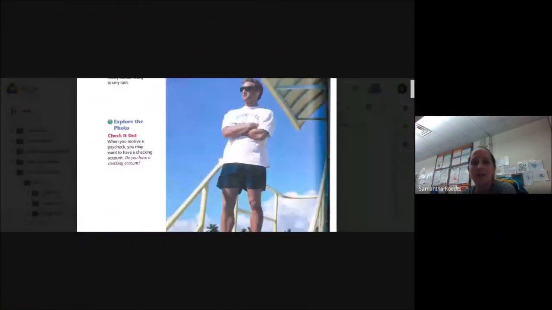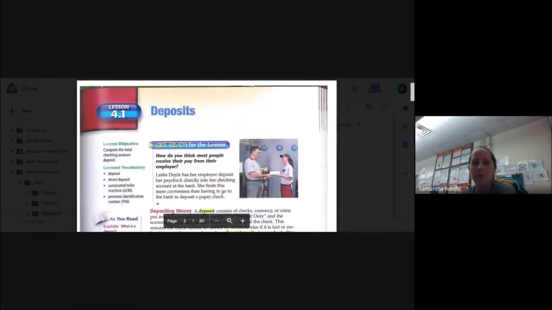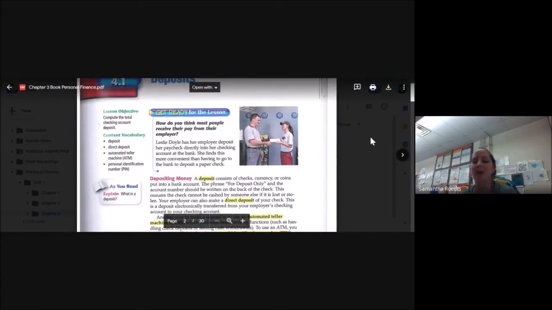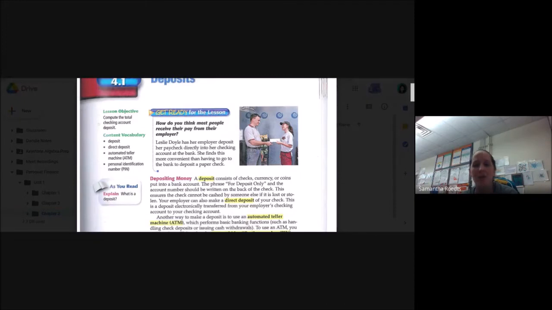Right, this is chapter 3, lesson 1 on deposits. A deposit consists of checks, currency, or coins put into a bank account. The phrase "for deposit only" and the account number should be written on the back of the check. This ensures that the check cannot be cashed by someone else if it is lost or stolen.